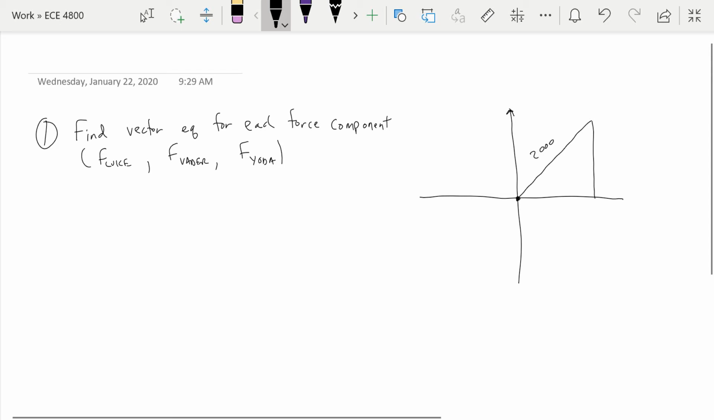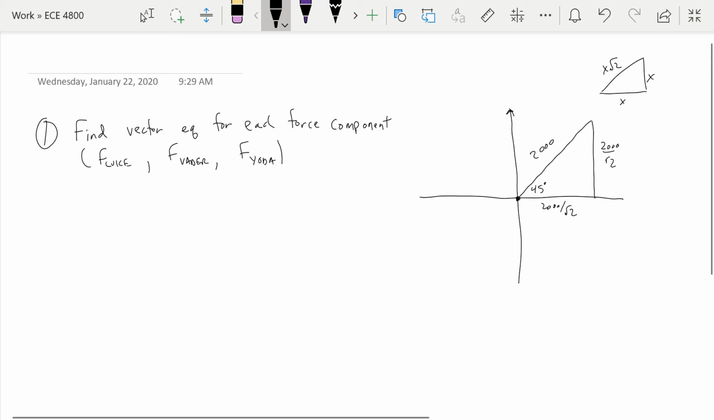Okay, and so from our geometry here, this is a 45-degree triangle. So we know from geometry that this would just be 2,000 over square root of 2. Okay, 45, 45, 90 triangle. This is x, and this is x square root of 2. That's our 45, 45, 90 triangle.